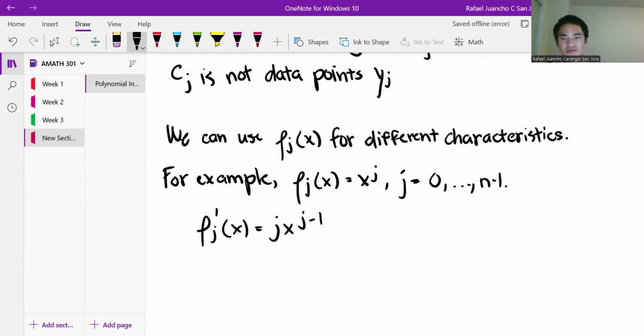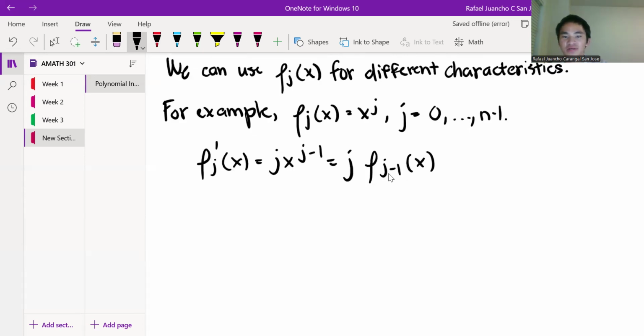And then from there, I get j rho_(j-1)(x), right? So here my x^(j-1), I use my function again.